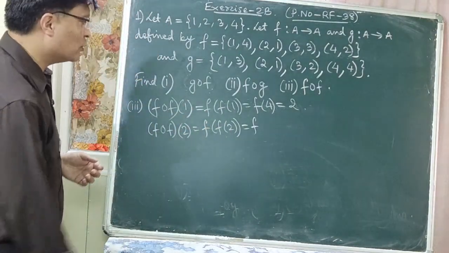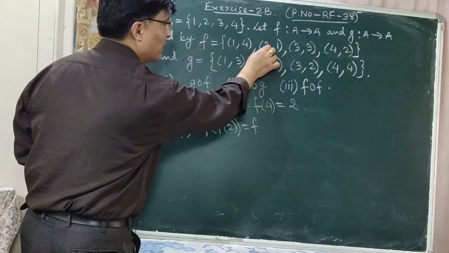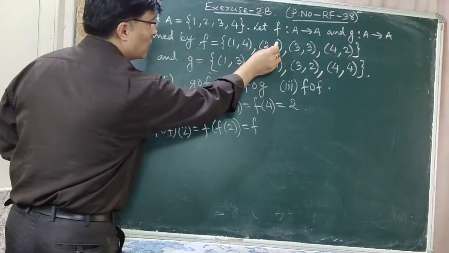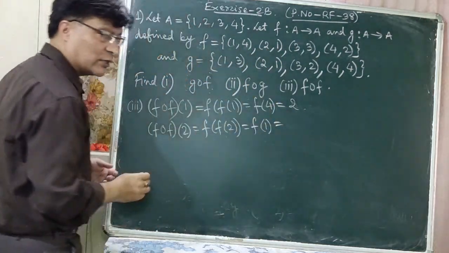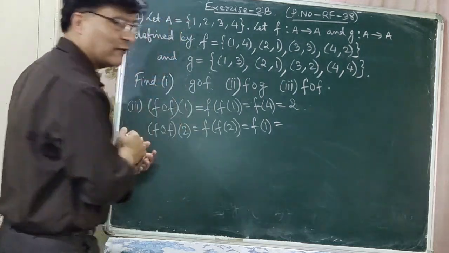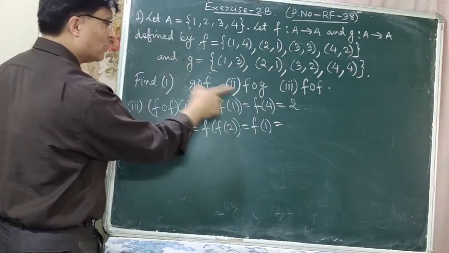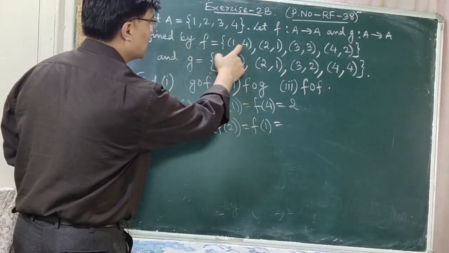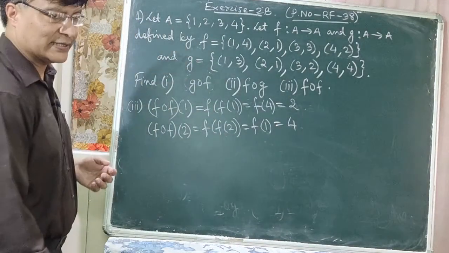What is meant by f of 2? 2 is related with which number under f? That is, 2 is related with 1 under f. So its value is 1, which is equal to, now what is the value for f of 1? So this 1 is related with which number under f? That is, 1 is related with 4 under f. So f of 1 is 4 in this case.